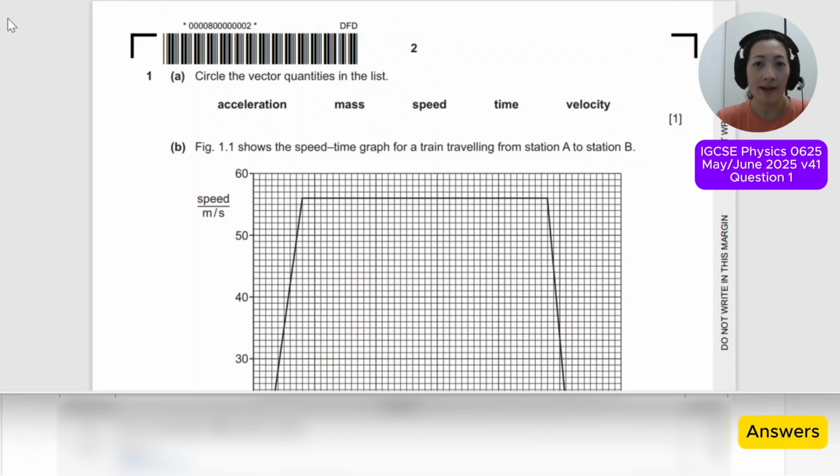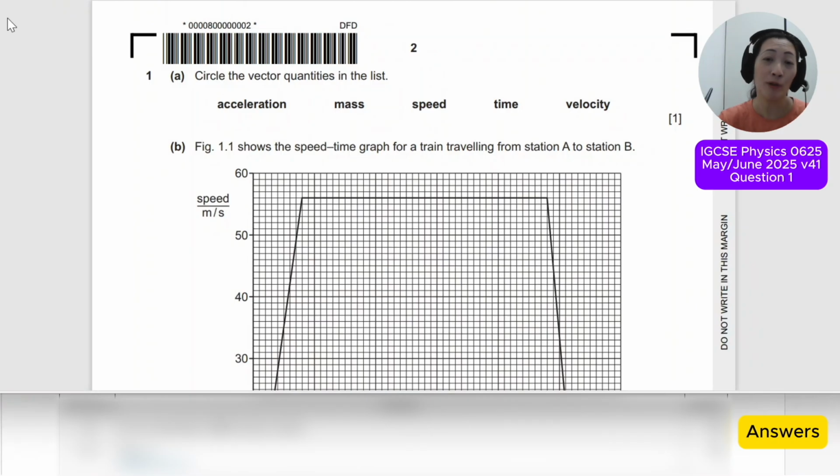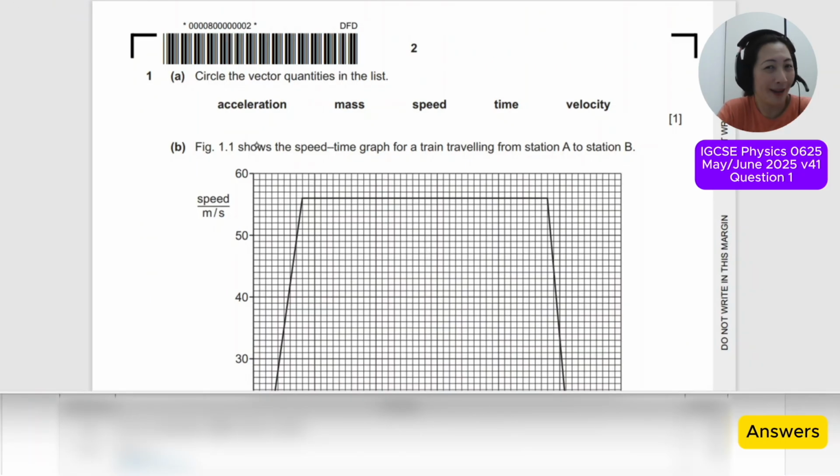Question 1a. Circle the vector quantities in the list. This is a recall question. You need to know what vector quantities are. Vector quantities are quantities with magnitude and direction. So because this is a recall question, it means that you need to remember which are scalar and which are vector quantities. And yes, you do need to read up about this. Because this is a recall question, you have to know it or you don't.